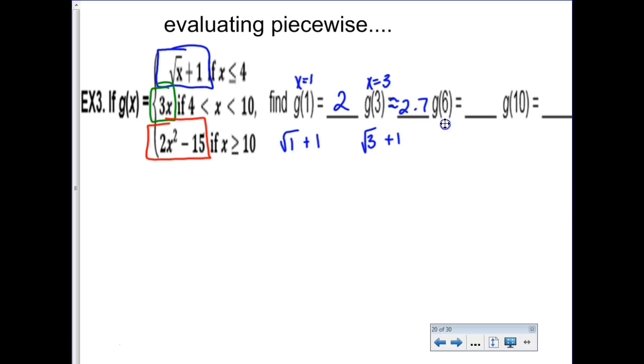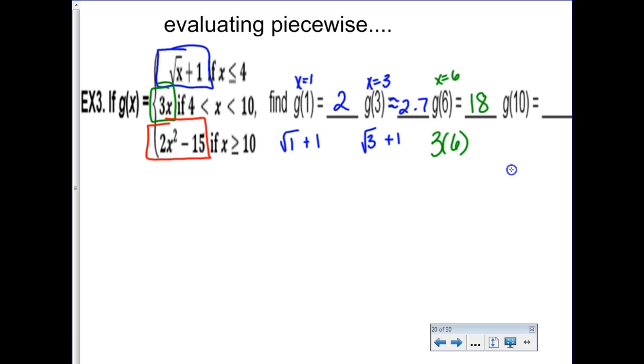What if x equals 6? Top, middle, or bottom function? When we're plugging in a 6, are we using the top, middle, or bottom function? Middle this time, because 6 is between 4 and 10. So using my middle function, which just says 3 times your x, 3 times 6 is 18.